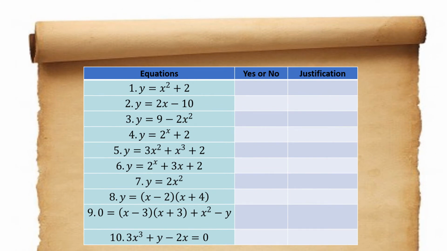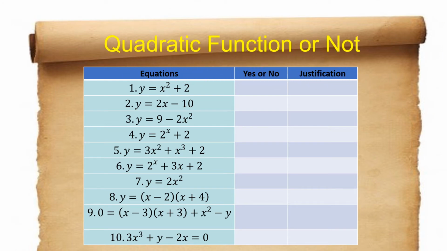Okay, so in these 10 different equations, we will identify whether it is quadratic or not. So for number 1, we have y is equal to x squared plus 2. Is it quadratic or not? We will justify our answer. So for number 1, it is a yes. Why? Because you have here x squared. So your degree there is 2. So it is a quadratic function. So justification, it is in the second degree.